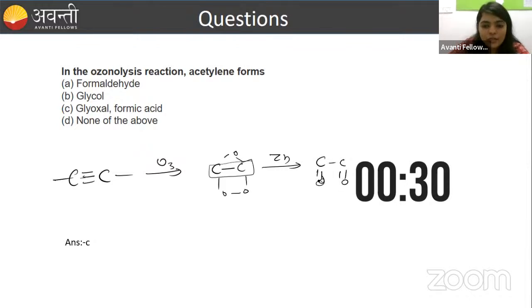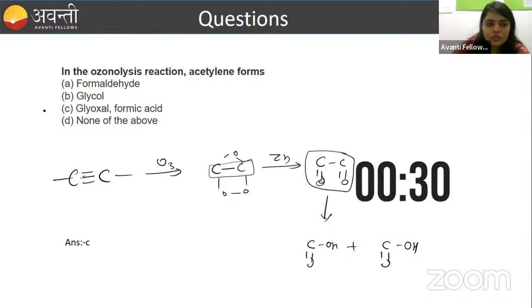CHO. Then we can convert it into acid by hydrolyzing. We can convert it into acid. Okay, COOH plus COOH. Okay, so this is your glyoxal, and this is your formic acid. So here the carbon had hydrogen. Hydrogen. So HCOOH is your formic acid. So you will get glyoxal and formic acid here.